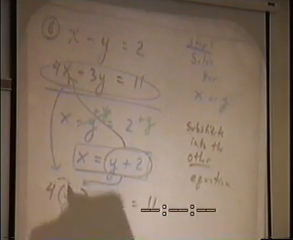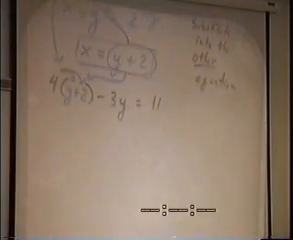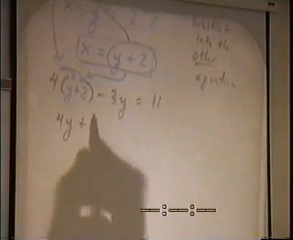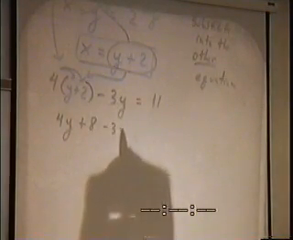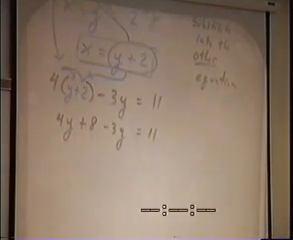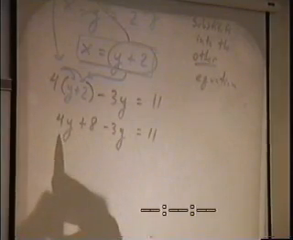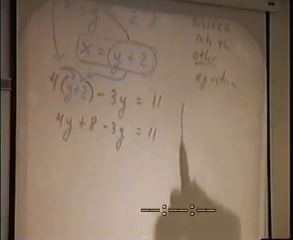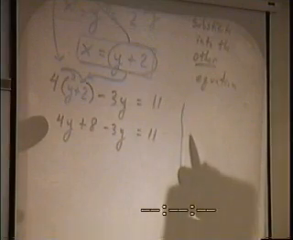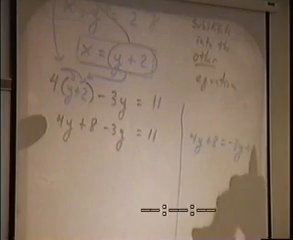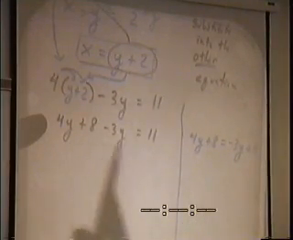You should have distributed your 4 to both parts. You end up with 4y plus 8 minus 3y is equal to 11. Now I want to point something out at this point. Very important. A very common mistake is for students to want to add 3y to here and add 3y to here. Let me show you something. This is not the same as this. These are very different equations.